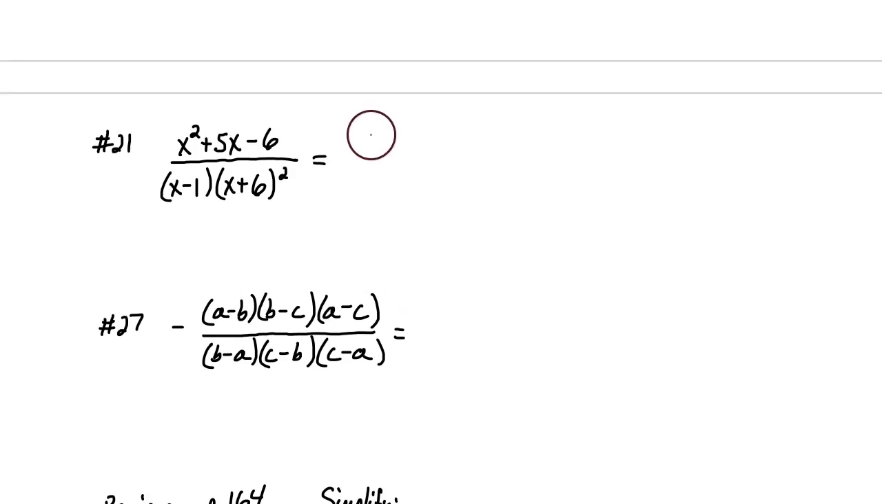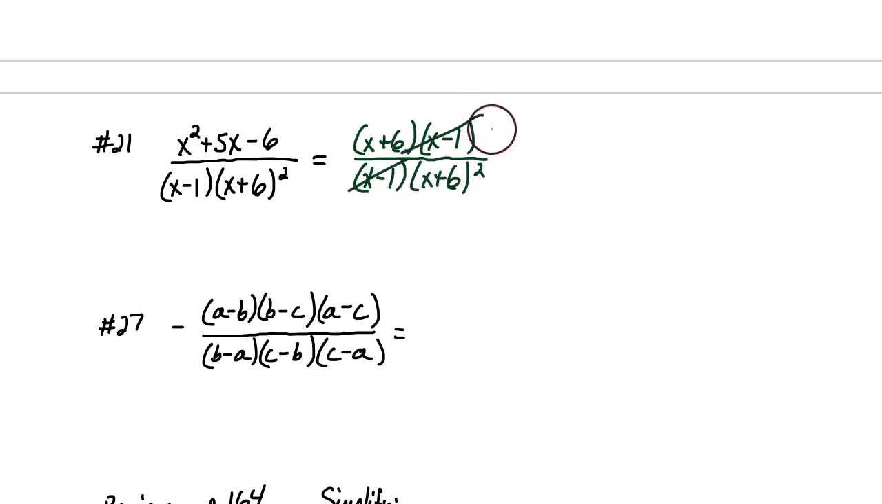Number 21, let's factor the trinomial. It factors as x plus 6 times x minus 1. And then in the bottom, we'll just copy what was there. Now cancel any like factors. X minus 1 divided by x minus 1 just leaves a 1. X plus 6 cancels one of these away, leaving 1 remaining. So we have a 1 on top and an x plus 6 on the bottom.